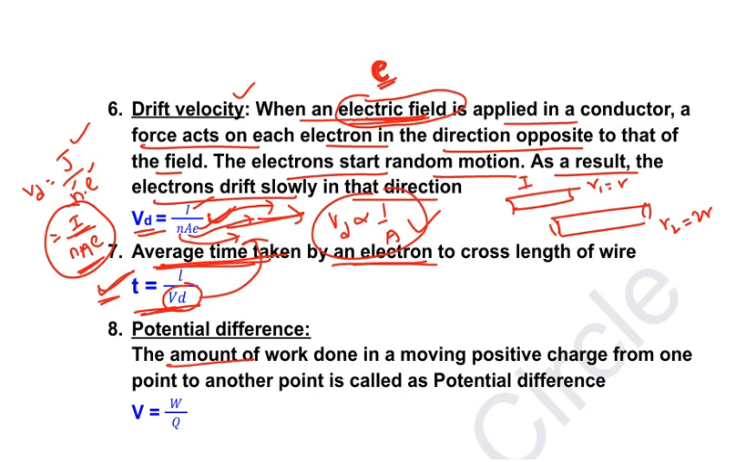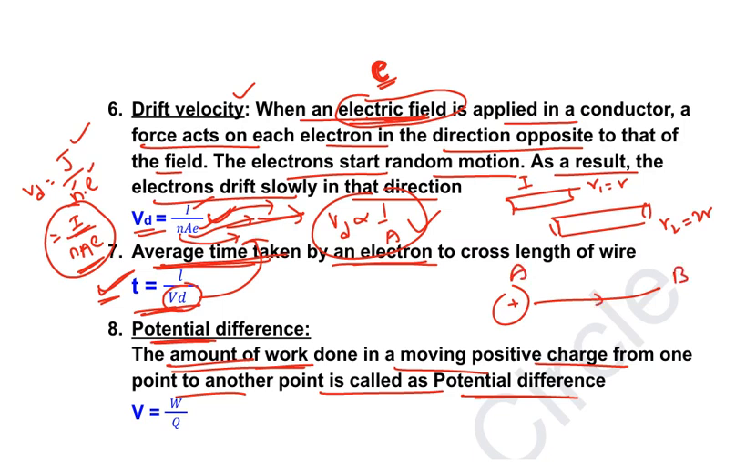The amount of work done in moving a positive charge from one point to another point is called potential difference. See, what is the potential difference? The amount of work done in moving a positive charge from one point to another point, from this point to this point. Potential difference you can represent as V equal to W by Q. W means work done and Q means charge.